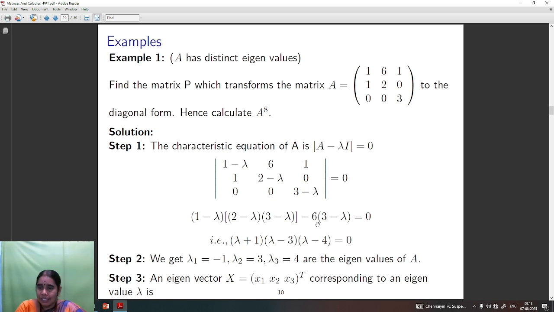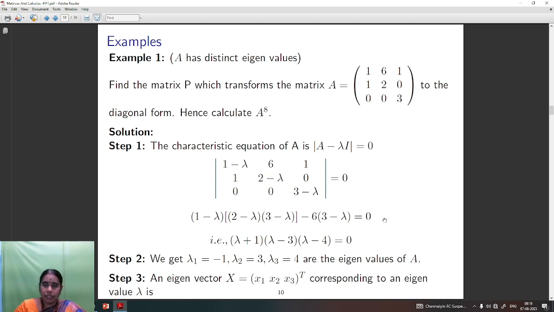Instead of multiplying A eight times, it is easy if we calculate P inverse and P, and then by using the diagonalization concept, we can easily calculate A power 8. Let's move on to the problem. Solution. To find P, first we have to find the eigenvalues and eigenvectors. In order to find the eigenvalues, first we calculate the characteristic equation of the given matrix, which is nothing but modulus of A minus lambda I equal to 0.